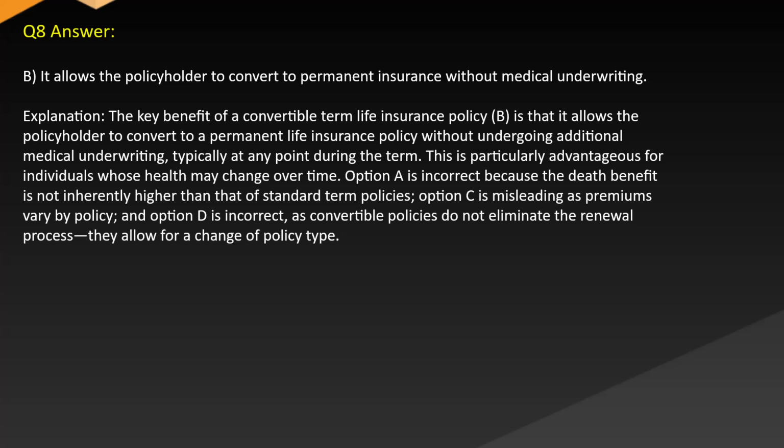Explanation: the key benefit of a convertible term life insurance policy (B) is that it allows the policyholder to convert to a permanent life insurance policy without undergoing additional medical underwriting, typically at any point during the term. This is particularly advantageous for individuals whose health may change over time. Option A is incorrect because the death benefit is not inherently higher than that of standard term policies. Option C is misleading as premiums vary by policy, and option D is incorrect as convertible policies do not eliminate the renewal process. They allow for a change of policy type.